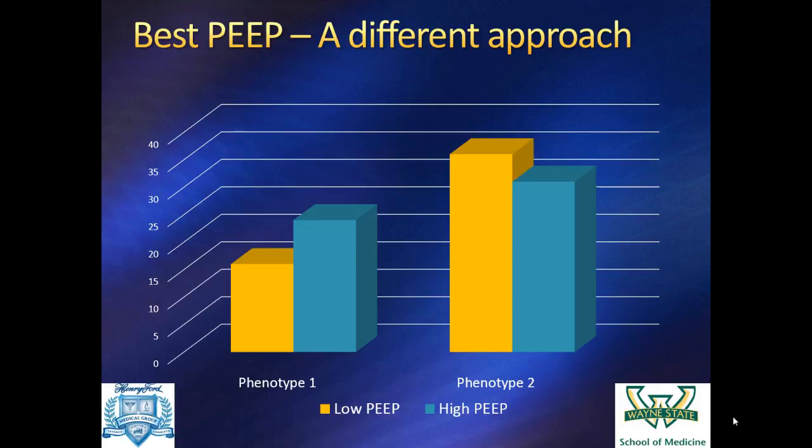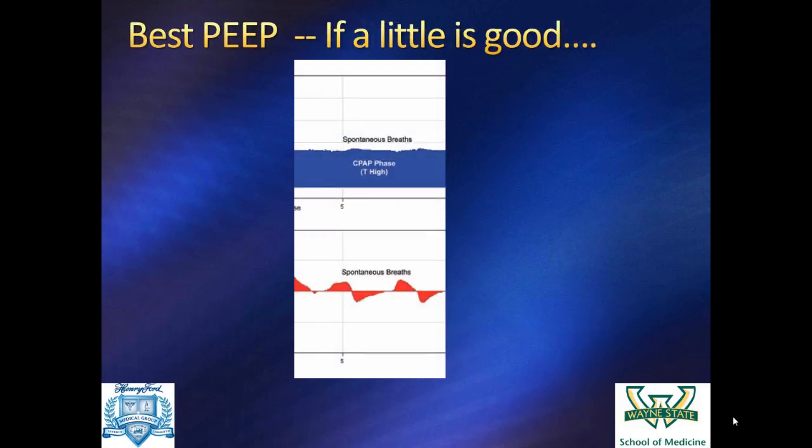If you take everybody with phenotype 2, the patients with high PEEP did better than the patients with low PEEP. So probably there's not a single answer for every patient with ARDS, which is what we'd like to believe. But if we have a surrogate, phenotype 2 are the patients with more moderate to severe ARDS, which is, again, things that fit well with our PEEP tables.